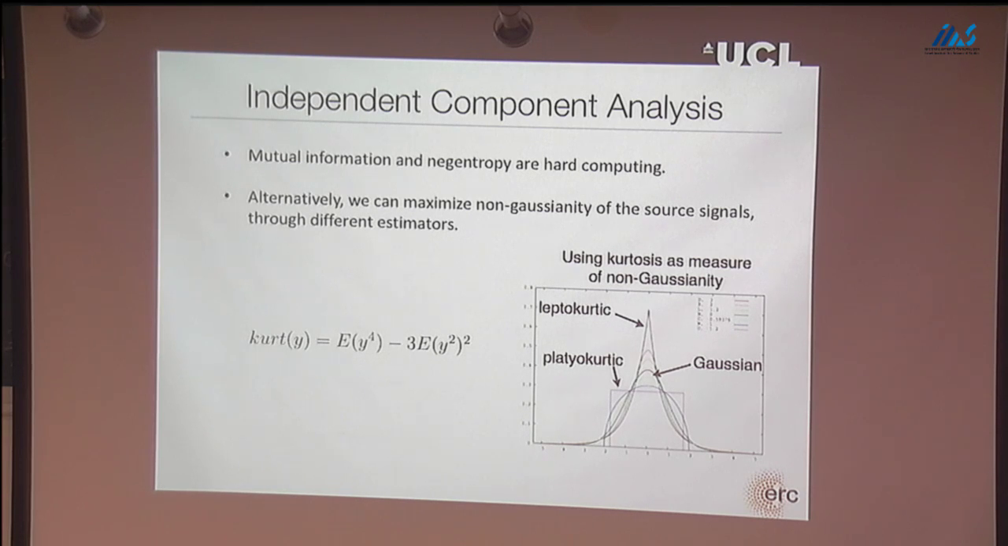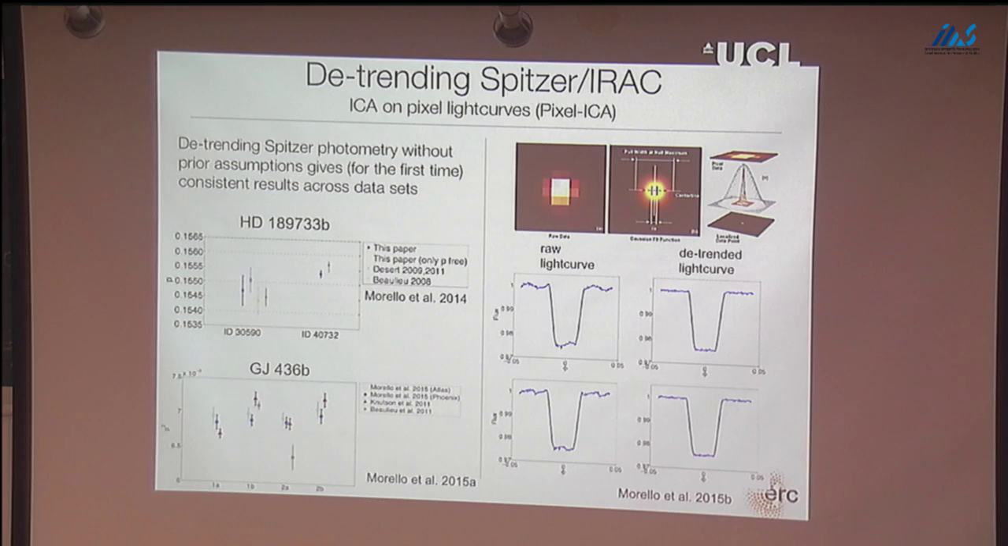Now, this seems to be quite theoretical, but it actually works pretty well on some of the space instruments and also ground-based instruments it has been applied to. In particular, on Spitzer IRAC, Giuseppe Morello, a student in my team at UCL, has used ICA to look at a relatively controversial measurement with Spitzer, where many teams were finding different solutions.